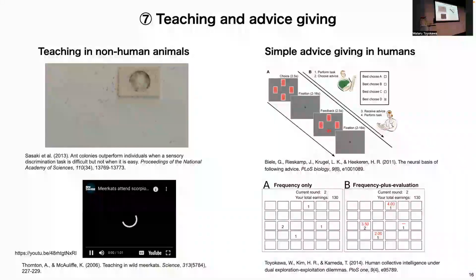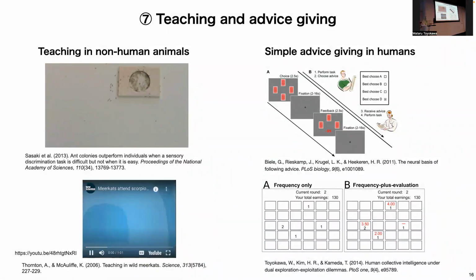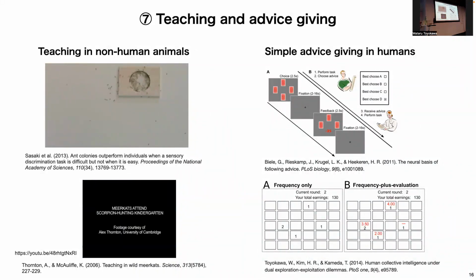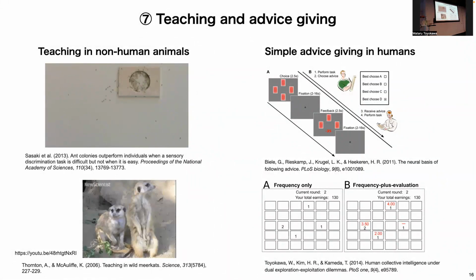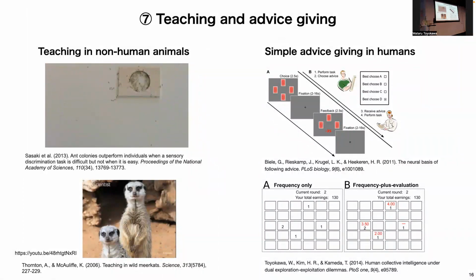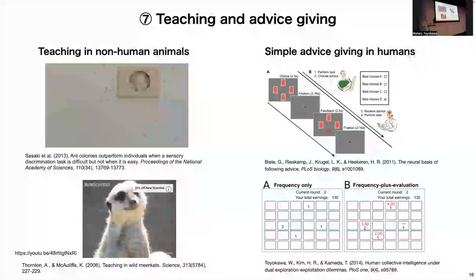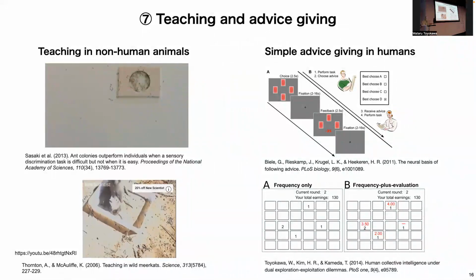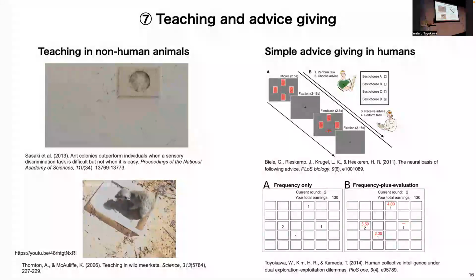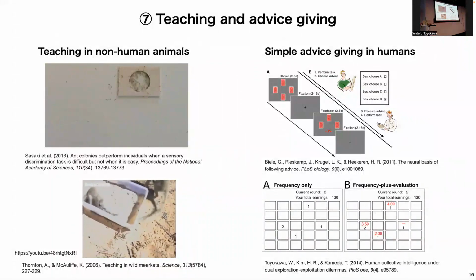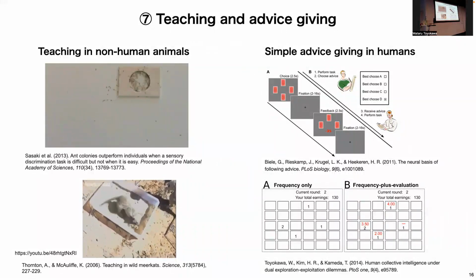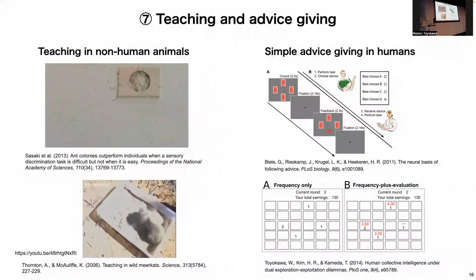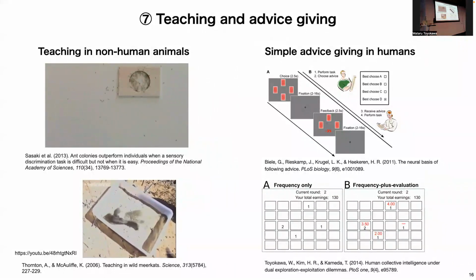And also, this is a well-known meerkat teaching behavior. This is a YouTube video, from a study done by Alex Thornton and colleagues. The meerkats teach their offspring how to handle poisonous scorpions in a very step-by-step, pedagogical way, which is quite impressive. So this kind of teaching behavior exists in non-human animals too, but it is still quite rare. The evidence is very limited.